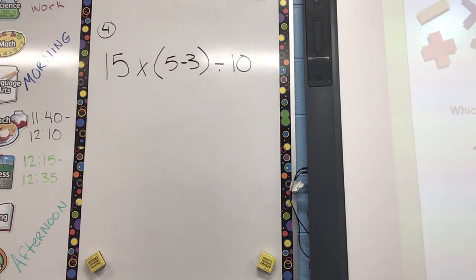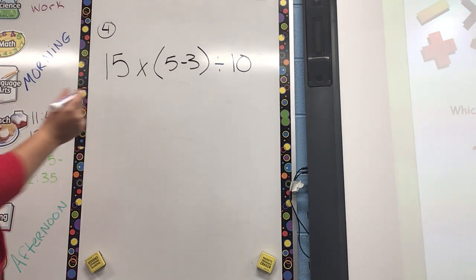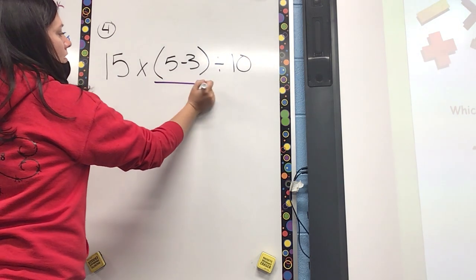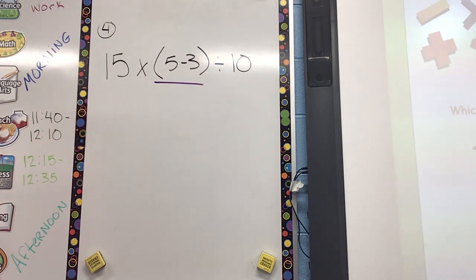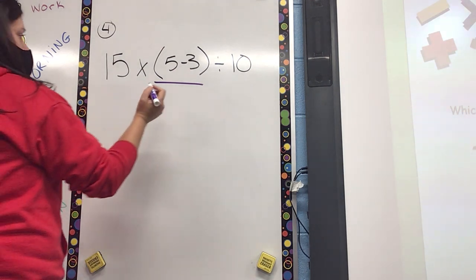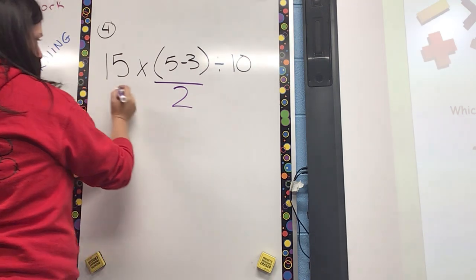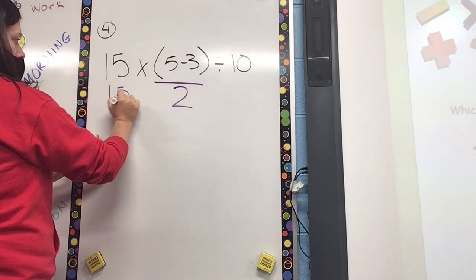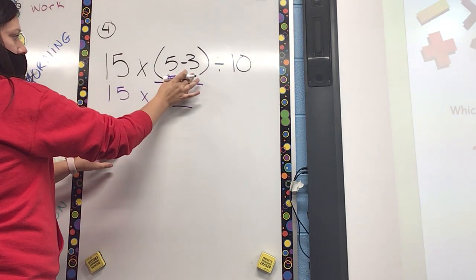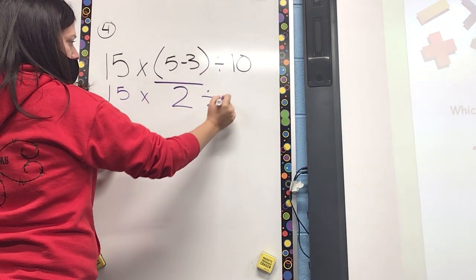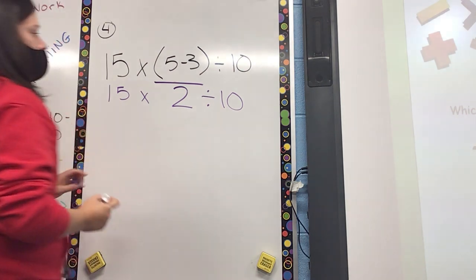According to, please excuse my dear Aunt Sally, our order of operations, what is going to be my first step here? Kara? Parentheses, which is 5 minus 3. What is 5 minus 3, everybody? 2. And now let's bring down the rest of my problem. We underline it so we make sure we don't use it again. I don't rewrite that part. Good.